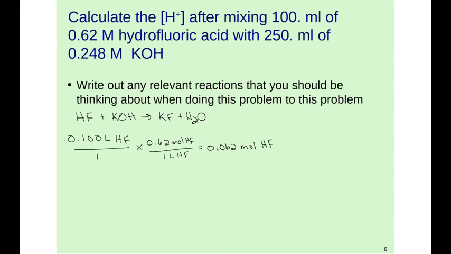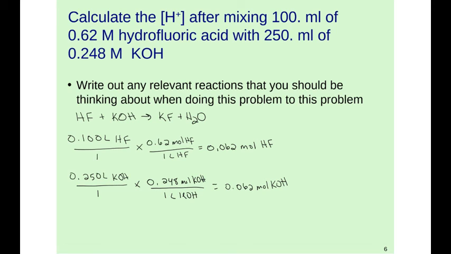And when we do the same thing for our potassium hydroxide, we get 0.062 moles of potassium hydroxide as well, which means we have exactly the amount of potassium hydroxide that we need to react with all of our hydrofluoric acid. It's 1-to-1. We have the same number of moles of each, which means that's a complete neutralization.